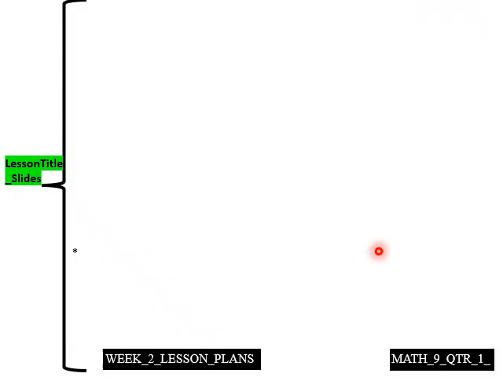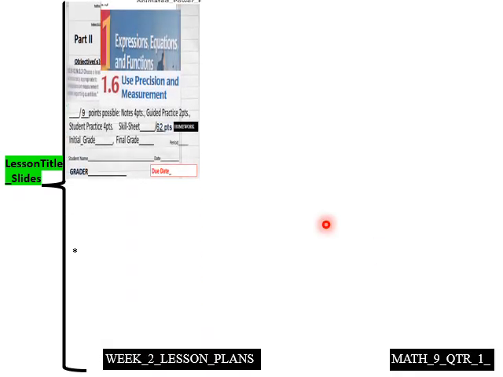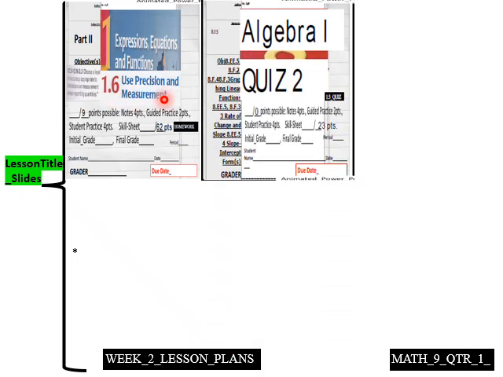And then finishing out here for Week 2, 1.6 part 2 homework, use precision and measurement, 62 points of homework. And then here's our quiz number 2 for Week 2, and the quiz is 23 points, and we cover everything that we covered so far in Algebra 1 here.